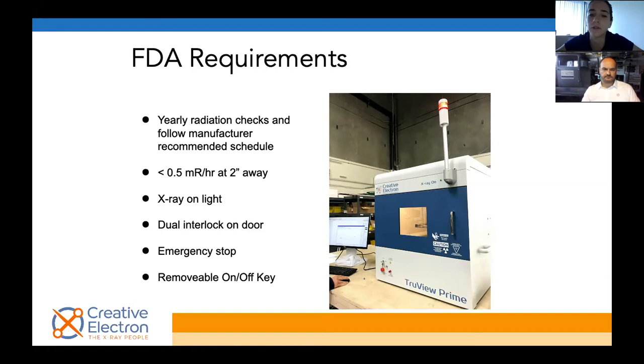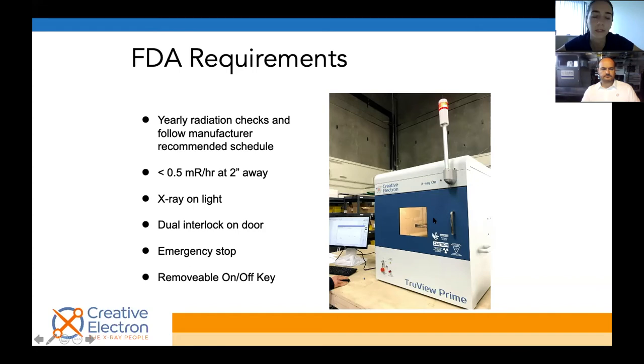And they also talk about, as we were discussing before, for safety, we talk about a dose rate for radiation. So the FDA specifies less than 0.5 millirads per hour, 2 inches away from any surface of the machine that you can touch. In Europe, it's 0.1, but it's at twice the distance. So roughly it ends up being equivalent in different countries. It just depends on how the rules are written out for you.